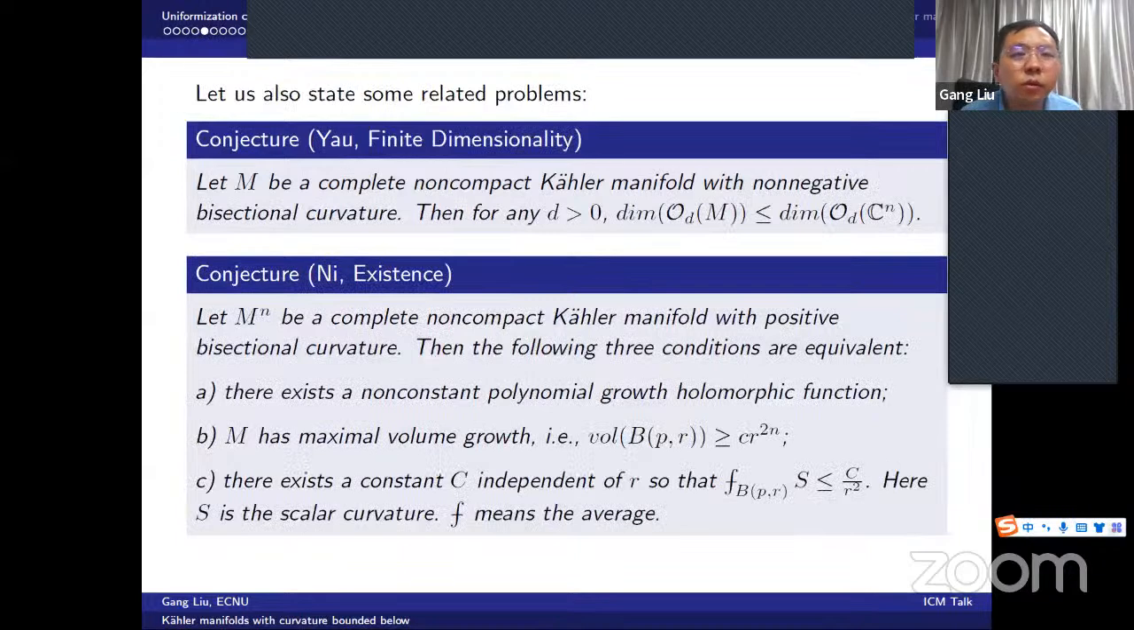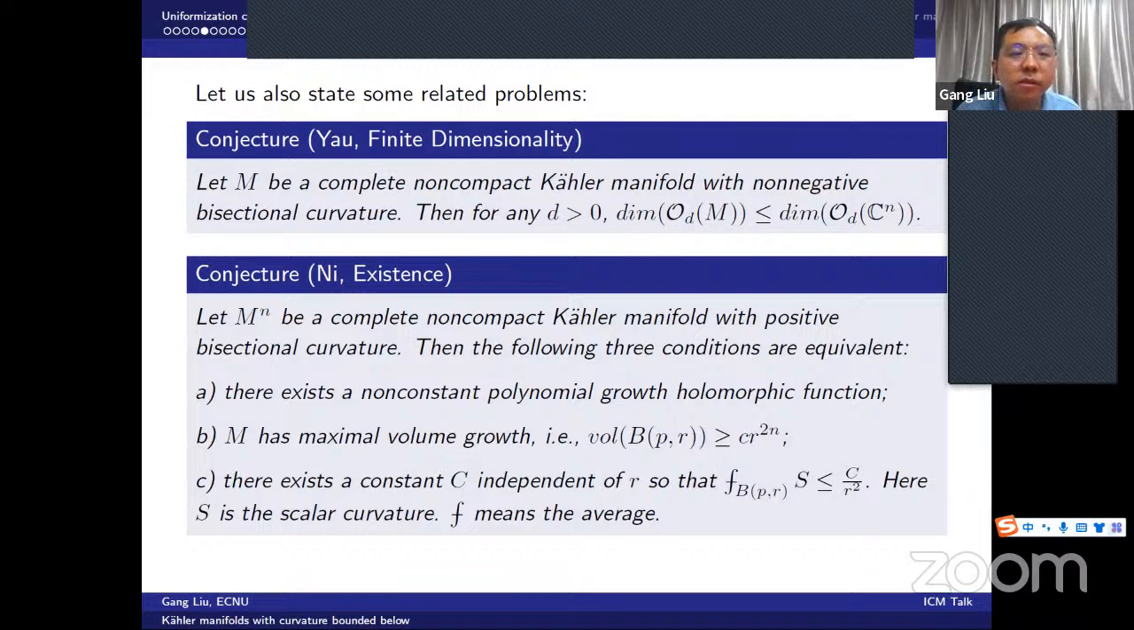Let us also state some related problems. The so-called finite dimensionality question says that if M is a complete non-compact Kähler manifold with non-negative bisectional curvature, then for any d greater than 0, the dimension of O_d(M) is bounded by the dimension of O_d(C^n).